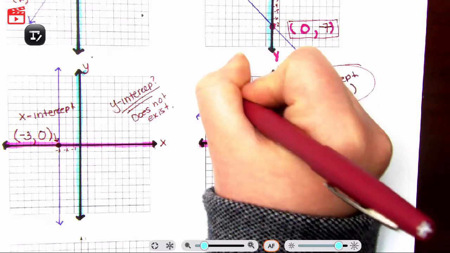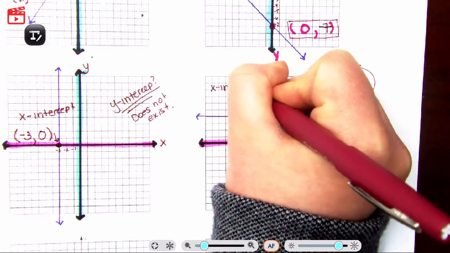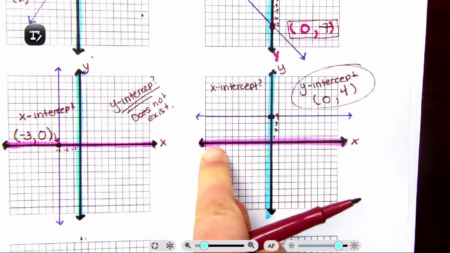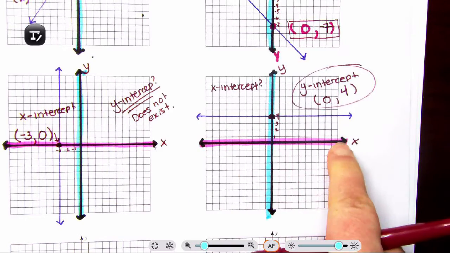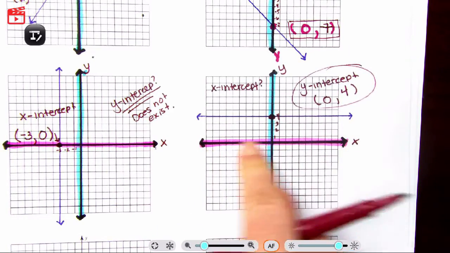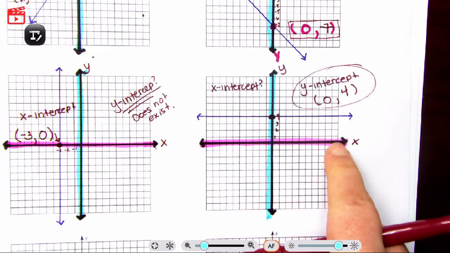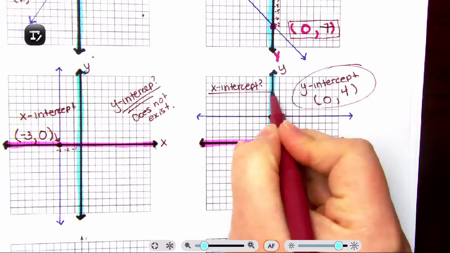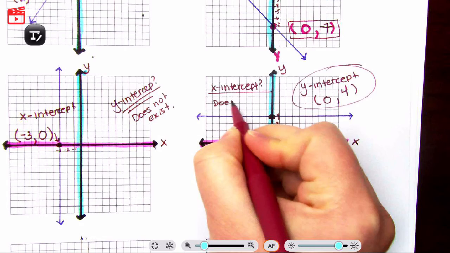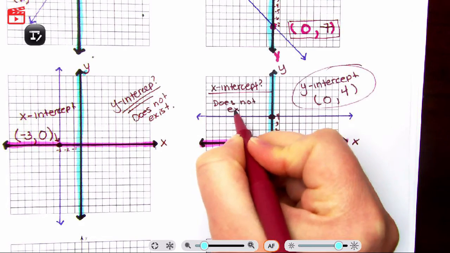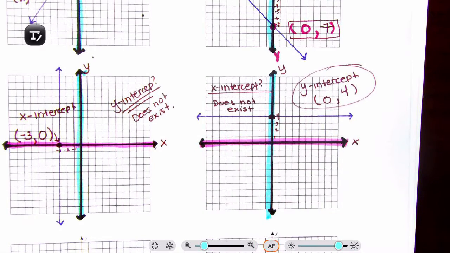Now what about our x-intercept? Well, here's our x-axis. Does this line ever touch or cross the x-axis? No. So the x-intercept does not exist for this line here.